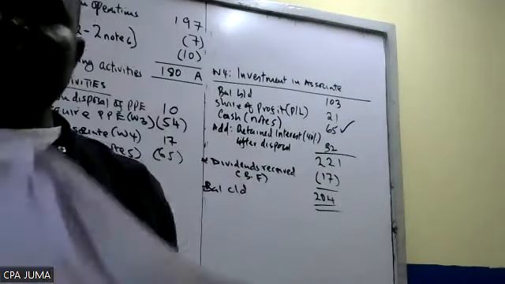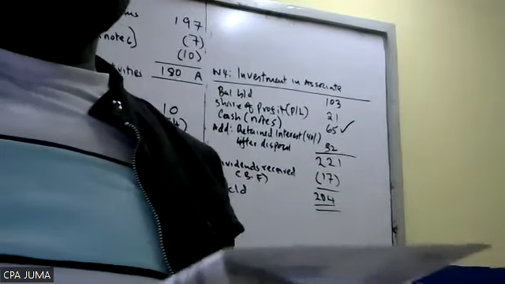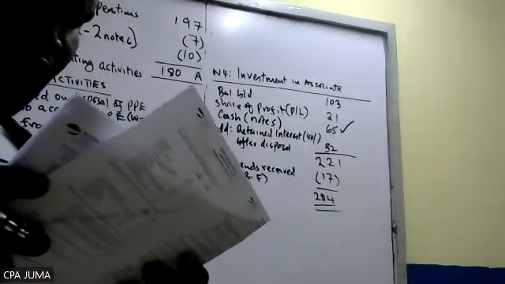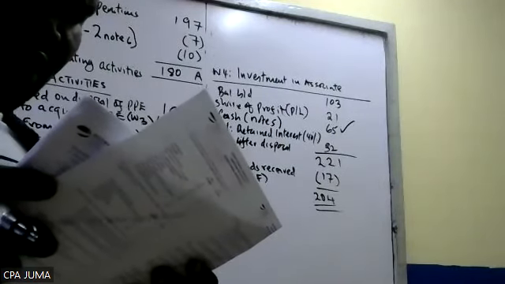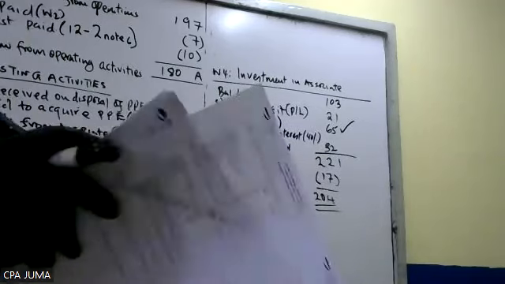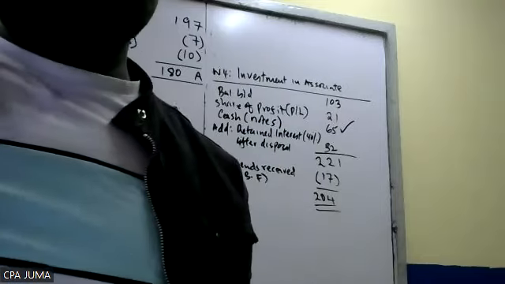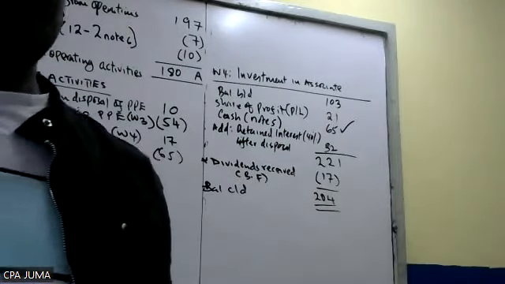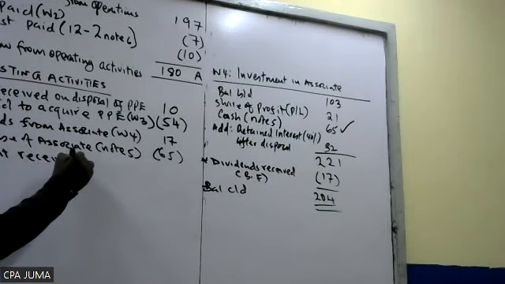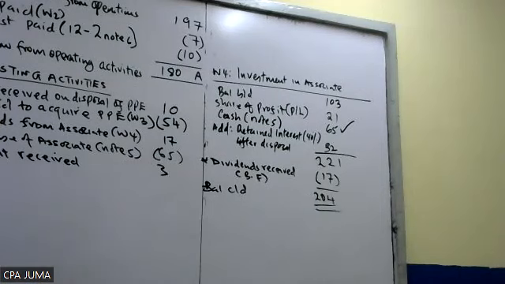What about investment property? Investment property. There was a note number, investment property note 2. Sorry, the investment property, the next one. Okay, there was a grant. They received a grant of how much? Three. That is a cash inflow. You can add it there.